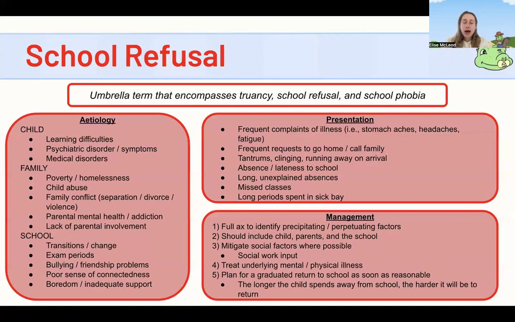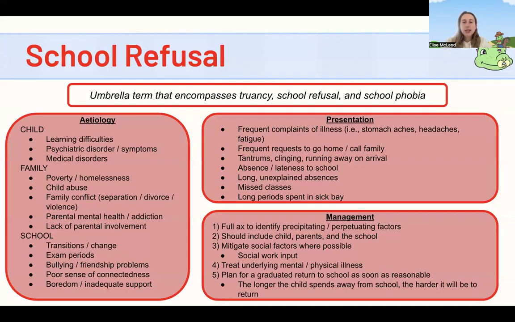This might be manifested in frequent somatic complaints like stomach aches, headaches, and frequent requests to go home or for the teacher to call the family, for example. When the child's dropped off at school, there might be tantrums or clinging, lots of unexplained absences from school, classes that are missed, or long periods spent in sick bay.